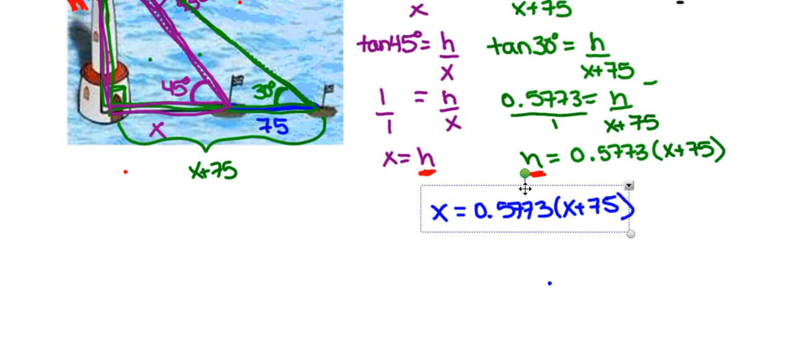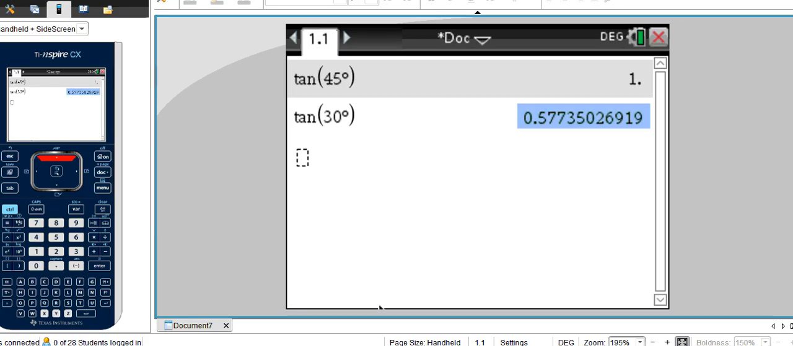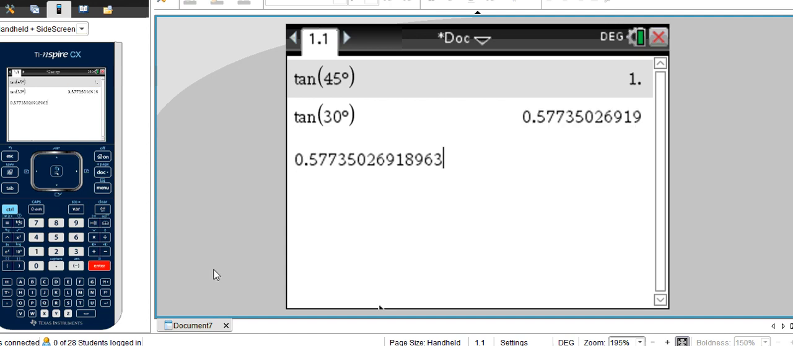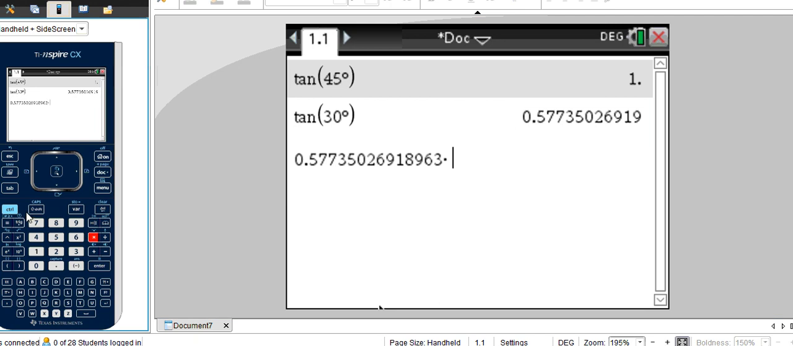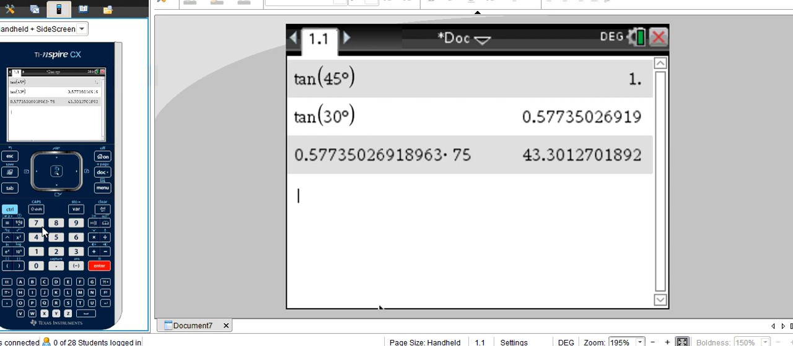On the right side now, I'm going to use the distributive property. And when I distribute, I get the 0.577 number times x. And now I need to use my calculator to multiply the 0.57 number times 75. So again, I'm going to go up and grab that, and I'm going to use the entire value from my calculator, not just the first 4 decimal places. And I wanted to multiply that times 75. So 43.3012.